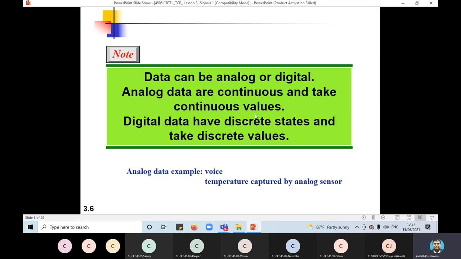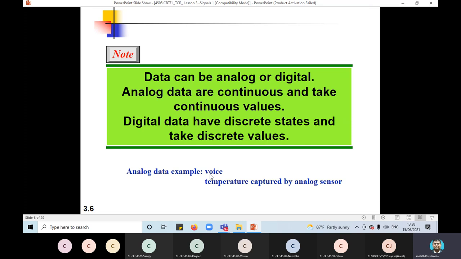So here you have the same thing in another different way. Analog data are continuous and take continuous values. Digital data have discrete states and take discrete values. So when it comes to your domain, analog information examples, we can say voice.